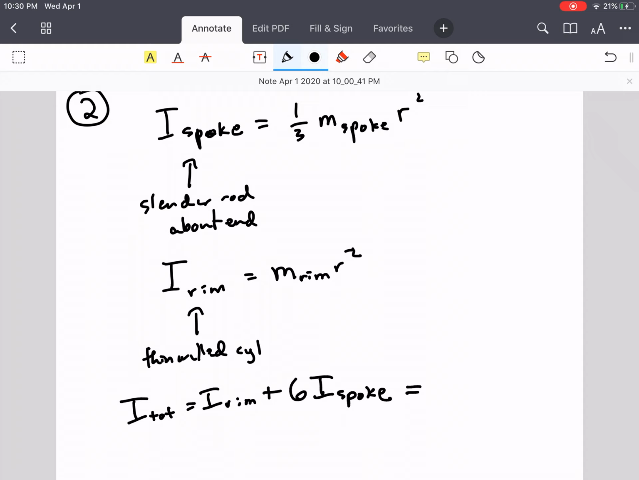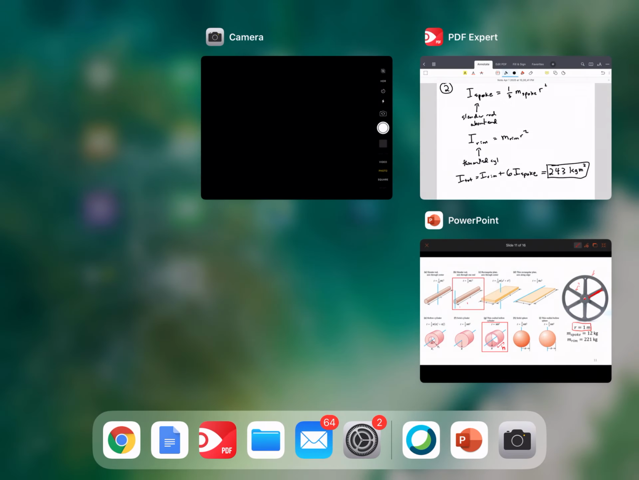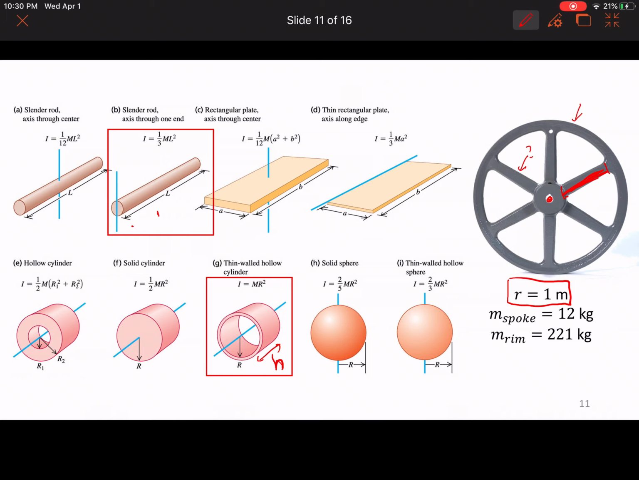It's not too bad. The answer turns out to be 243. And then reminder, what are the units? Kilograms times meters squared. Not particularly informative. The units are not that interesting, but you will need to remember that. Alrighty, so that's moment of inertia. Use these formulas. Use your handy dandy table. Make your life easier. Don't try to reinvent the wheel.